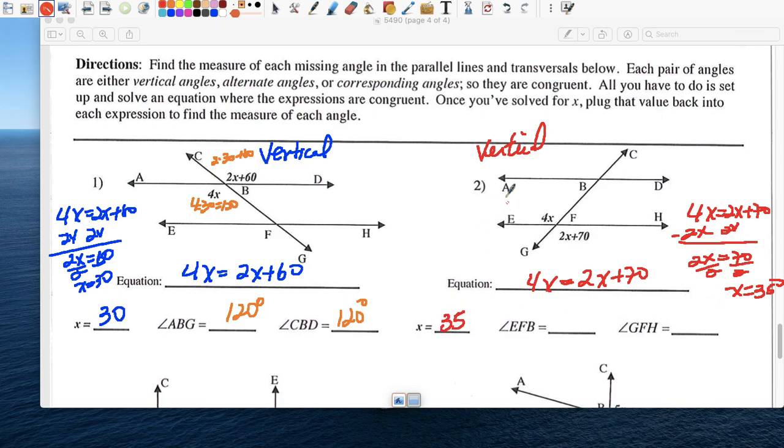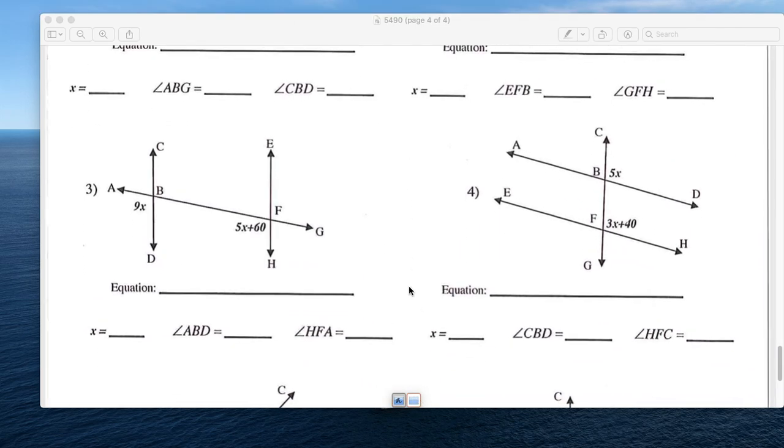We've got to go back and plug in. So 4 times 35 equals 140. So this guy is 140, which means the other side is 2 times 35 plus 70, which is also 140 degrees. All right, so that's pretty easy. Bottom two.